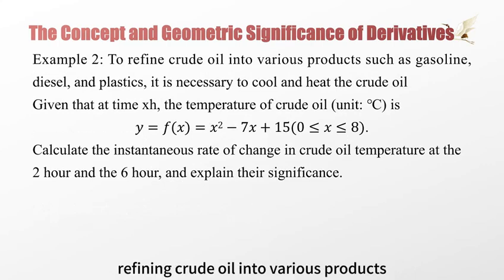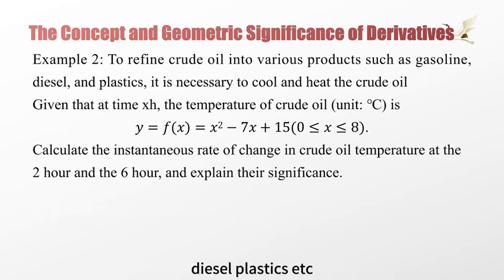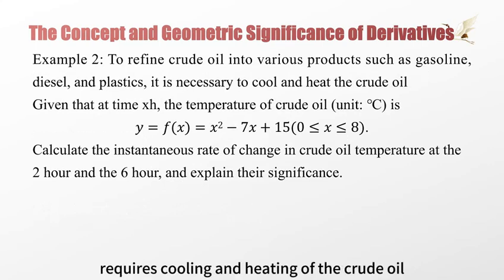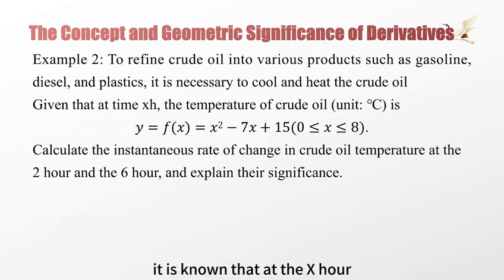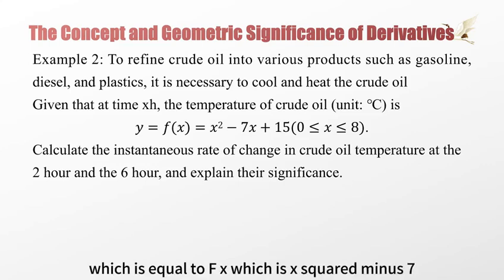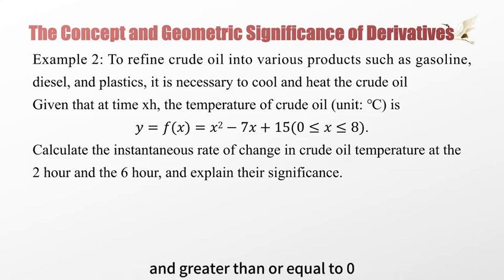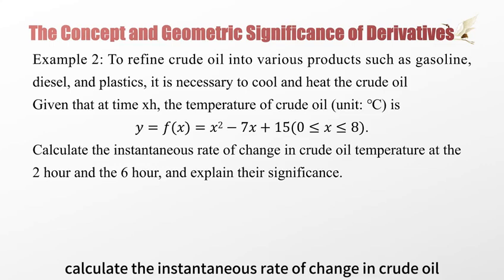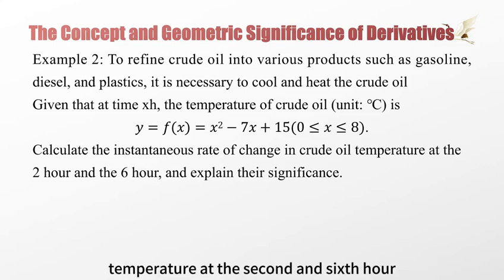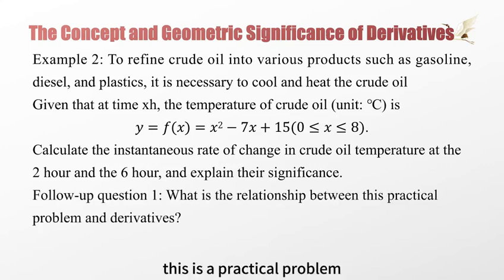Refining crude oil into various products such as gasoline, diesel, plastics, etc., requires cooling and heating of the crude oil. It is known that at the xth hour, the temperature of crude oil is y, which is equal to f(x), which is x squared minus 7x plus 15, where x is greater than or equal to 0 and less than or equal to 8. Calculate the instantaneous rate of change in crude oil temperature at the 2nd and 6th hour and explain their significance. This is a practical problem.